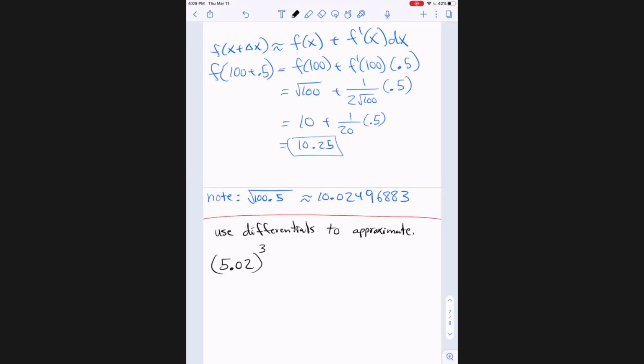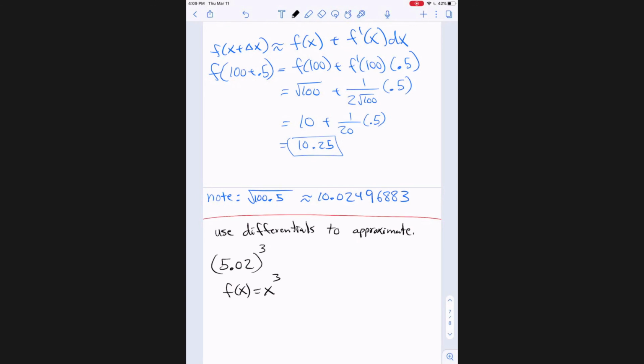So use differentials to approximate 5.02 to the third power. Can someone, to help us get started, tell us what f of x would be in this problem? I'm going to pick a random. Go ahead. X cubed. X to the power of 3. Yes. So f of x equals x to the third.